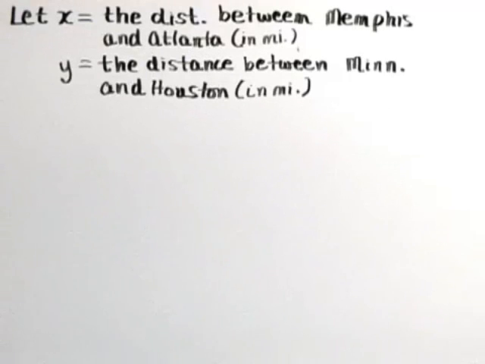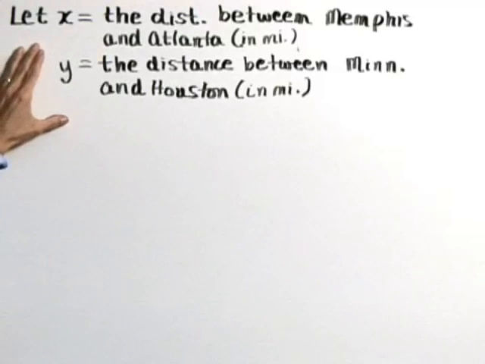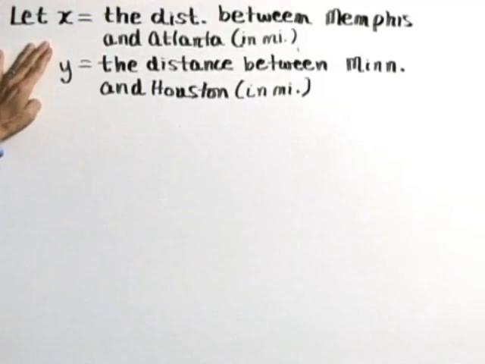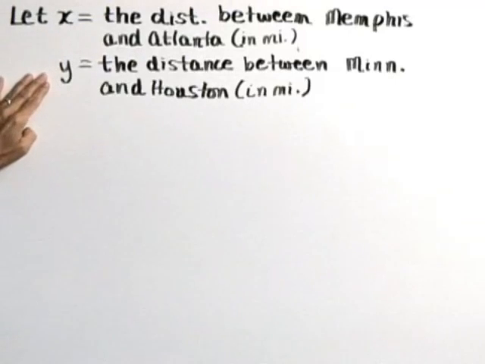So we've performed step 1, we've read the problem carefully. Now, in step 2, we'll define our variables. Let's let x represent the distance between Memphis and Atlanta. That distance is in miles. And let's let y represent the distance between Minneapolis and Houston.